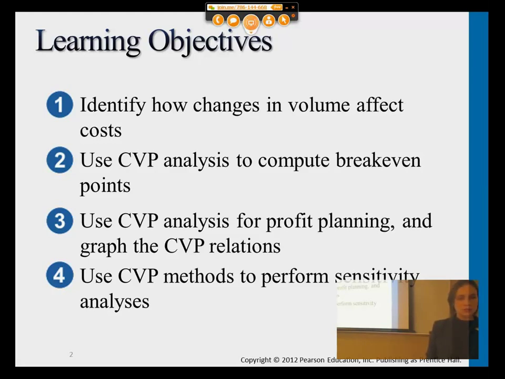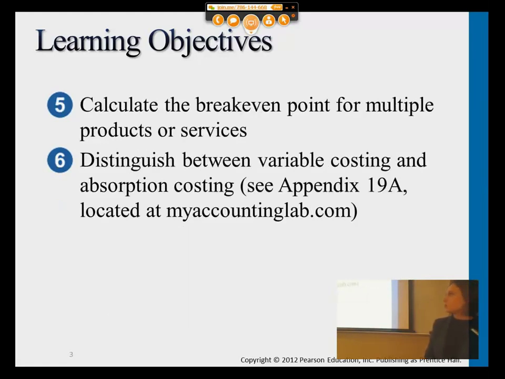So today, hopefully, we'll do first 2. All right, well, with the delay, I'm not sure, but we'll try. Fifth one, we'll calculate the break-even point for multiple products and services, and then we'll distinguish between variable cost and the absorption costing. Okay? So pay attention, this is something that's discussed also in my accounting lab.